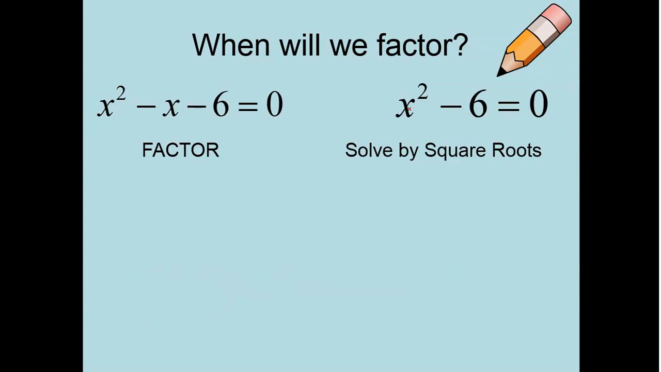So when are you going to factor and when are you going to solve by the square root? There are two cases. You're going to factor when you have a middle term with the x, so in particular, you're going to factor when you have it this way. But you are not going to factor when you see something like this, when there is no x term in the middle. So just x squared minus 6 equals 0. You can solve that one just by taking a square root.